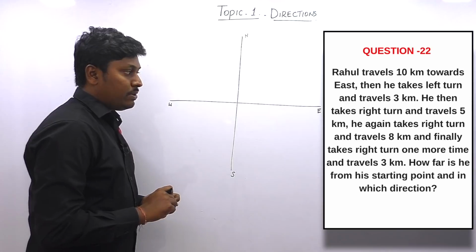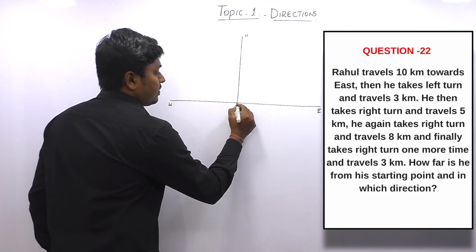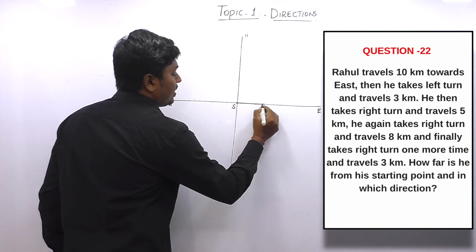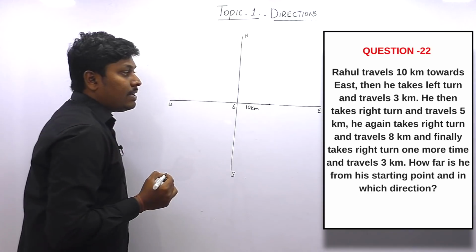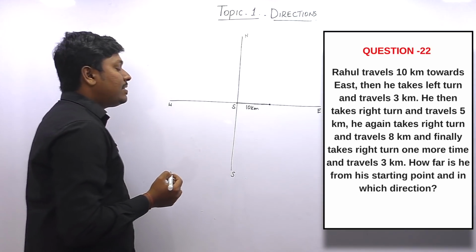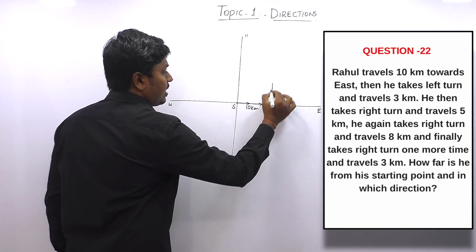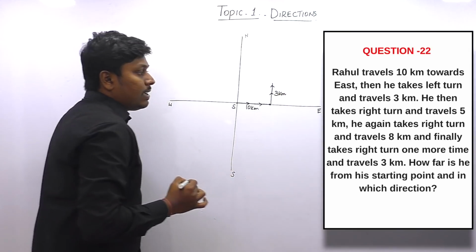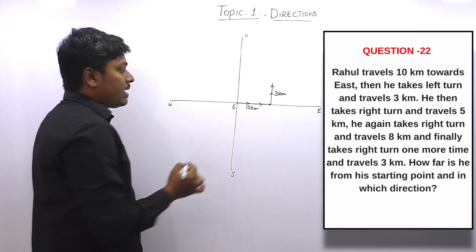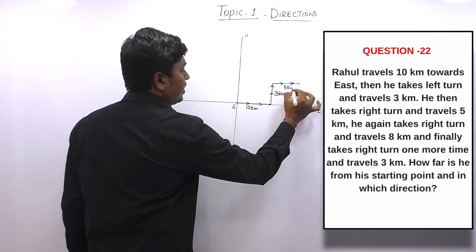Question number 22. Rahul travels 10 km towards east. So from the starting point, Rahul is traveling 10 km towards east. And then takes a left turn and travels 3 km. So if he is walking in this direction, the left hand side will be this side. And after taking a left turn, he covers a distance of 3 km. He then takes a right turn and travels 5 km. So right, this distance will be 5 km.